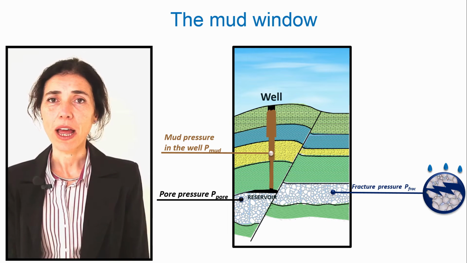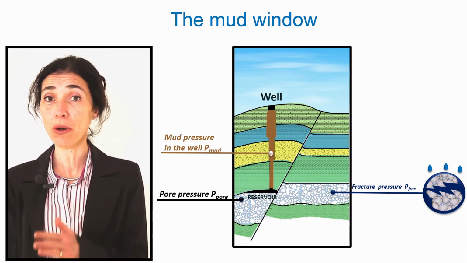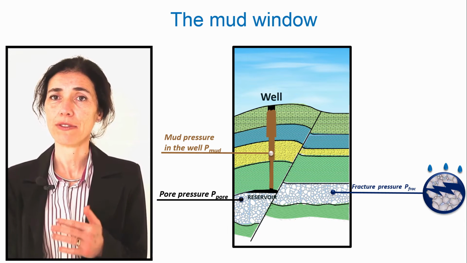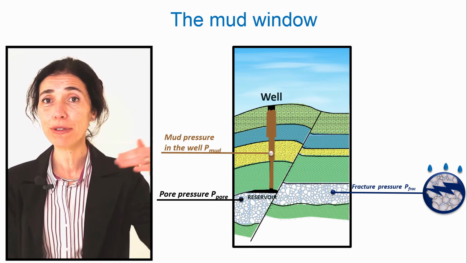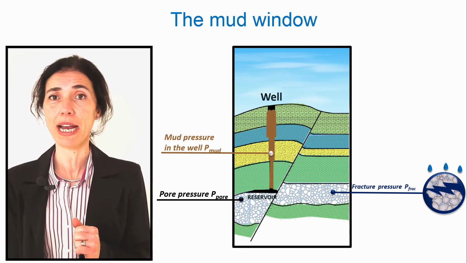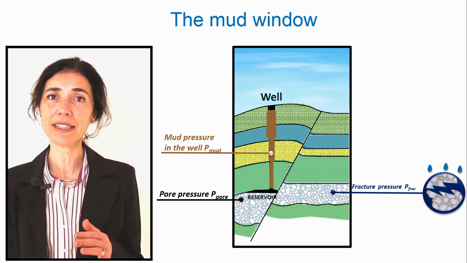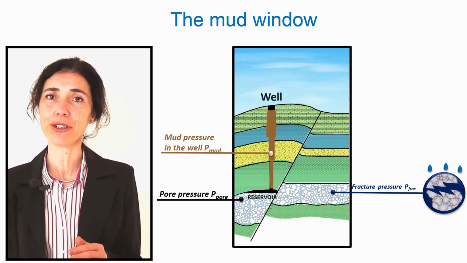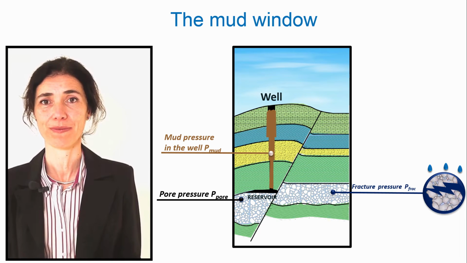Oh no! A fluid always flows from a high pressure point to a lower one. Therefore, if the mud pressure is below the pore pressure, the formation fluid will flow and enter the well. A kick will occur. The mud has to be designed to generate a higher pressure than the pore pressure in order to avoid a blowout.